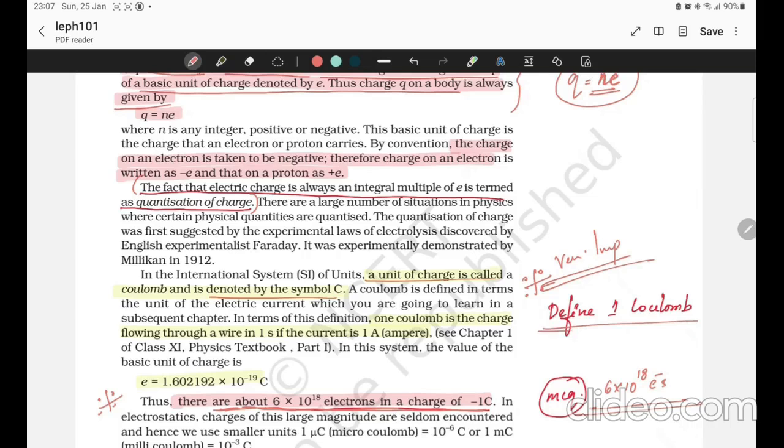And define 1 coulomb, this is also very important. You can expect it in a 2-mark or a sub question also. So 1 coulomb is the charge flowing through a wire in 1 second if the current is 1 ampere. So this is called 1 coulomb. How can you explain that? We know that charge is equal to current into time. So it is the charge flowing in 1 second. t is 1 second and current is 1 ampere. So likewise you have to study it.